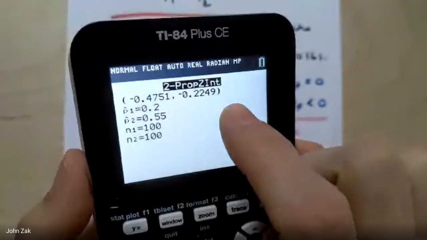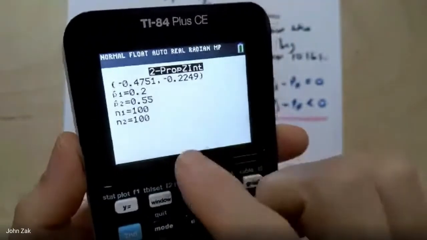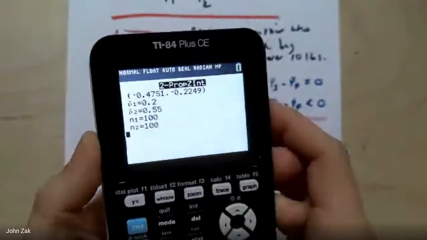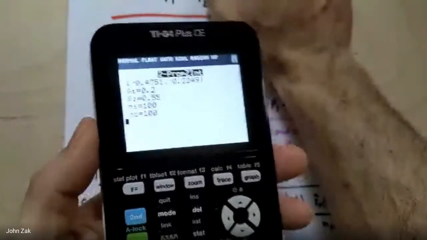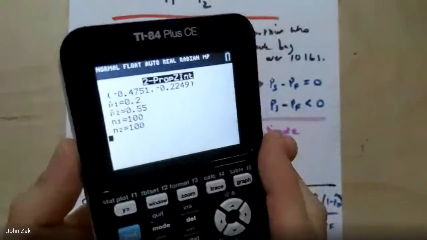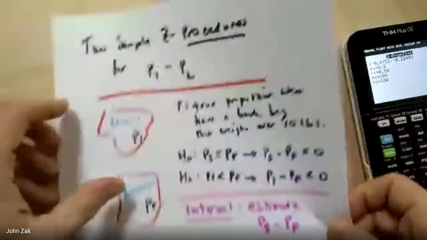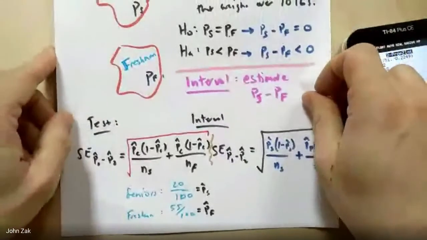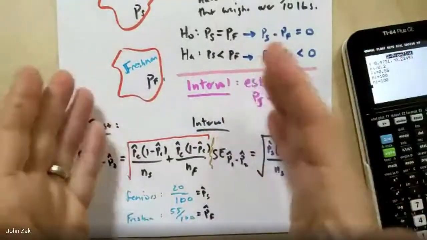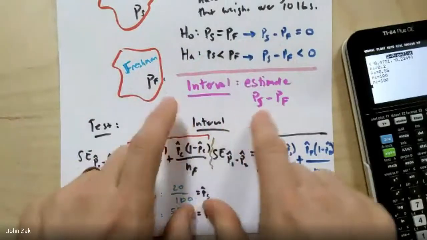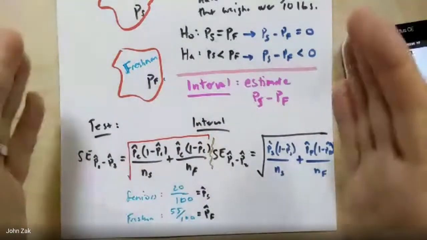Why is that interval so wide? Mostly because why? Let me ask you this. Why do you think that interval is so wide? And what could I have done to make the interval much less wide? I'm going to throw that question out there. What could I have done? What in this situation would lead my interval to be much tinier and a more useful estimate for the difference between PS and PF?